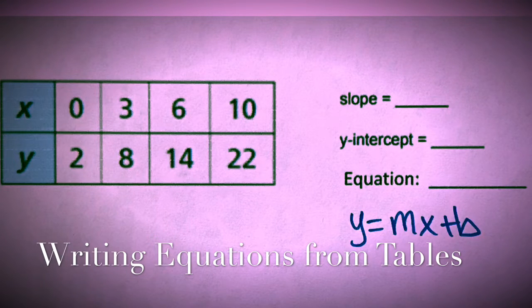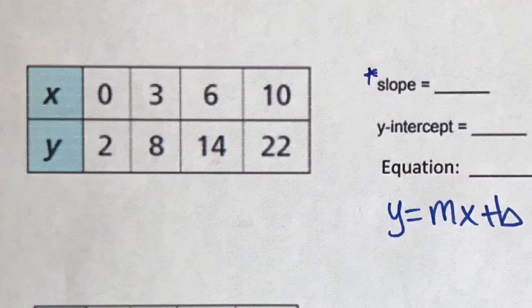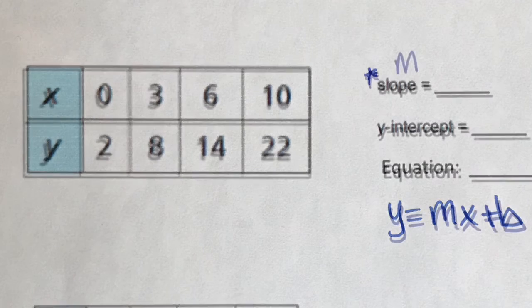Let's keep this interactive. Today we're going to be writing equations from tables. Yesterday we did from graphs. This is going to use the same formula, y equals mx plus b, but we're going to need a different procedure to find the answers. So we'll start with the slope.